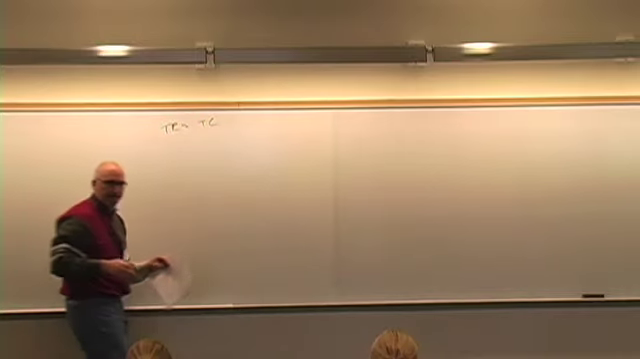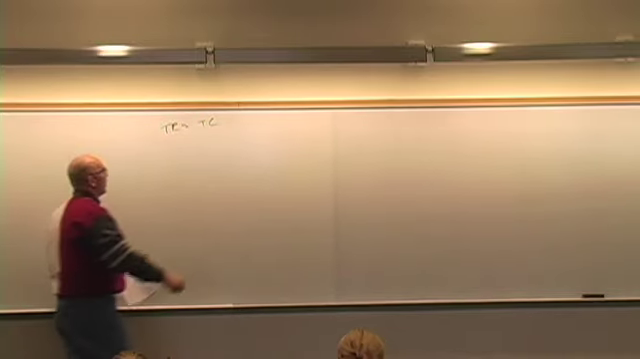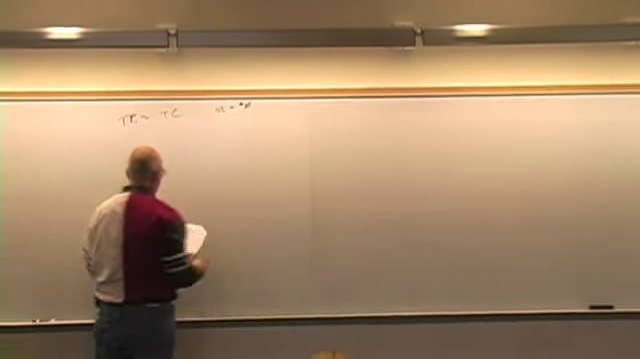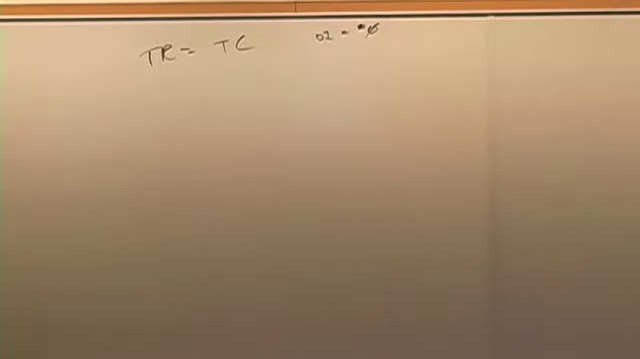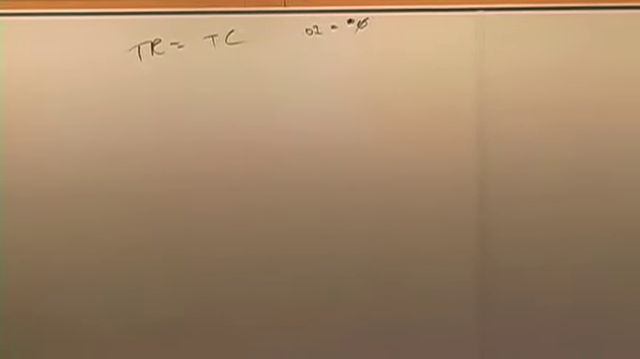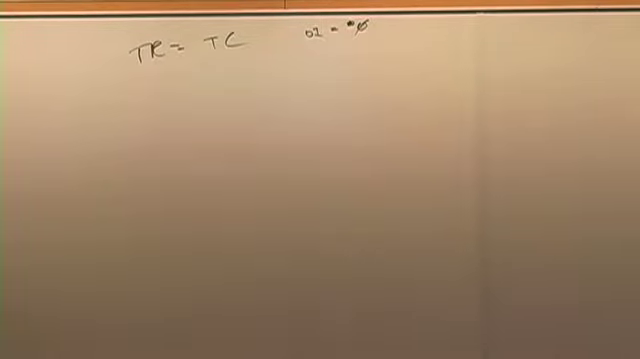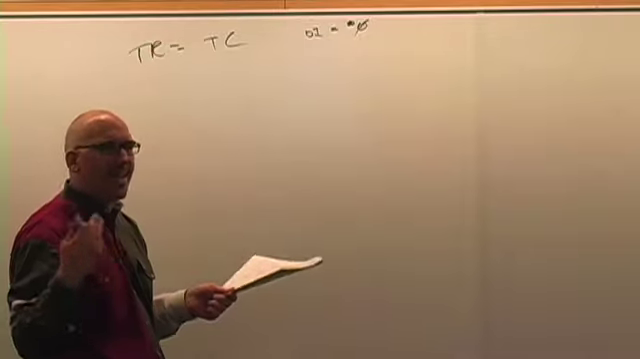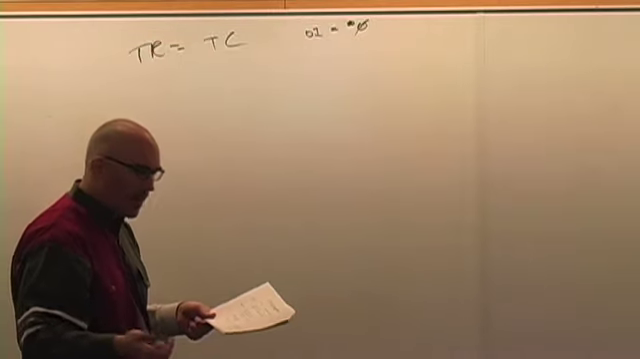So CVP intuition. At break even, total revenue equals total cost. That means operating income equals zero. However, who was it that told me that companies want to make money? Very good. So we don't want to be content with just breaking even. Companies want to make a profit.